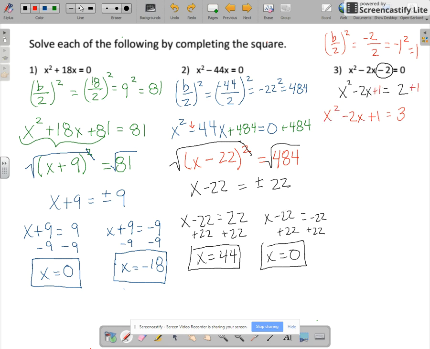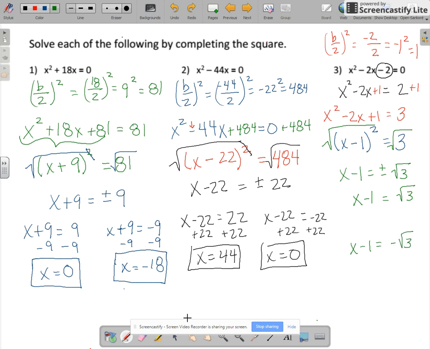We can then factor this. This factors to be x minus 1 quantity squared is equal to 3. Take the square root of each side. We get x minus 1 is equal to positive or negative square root of 3. Set up our two equations: x minus 1 is equal to the positive root 3, and x minus 1 is equal to negative root 3. At this point, you can either leave it as a square root or change it to a decimal.